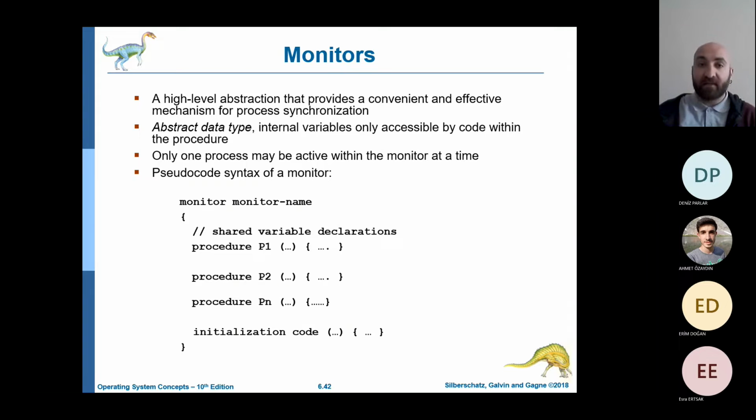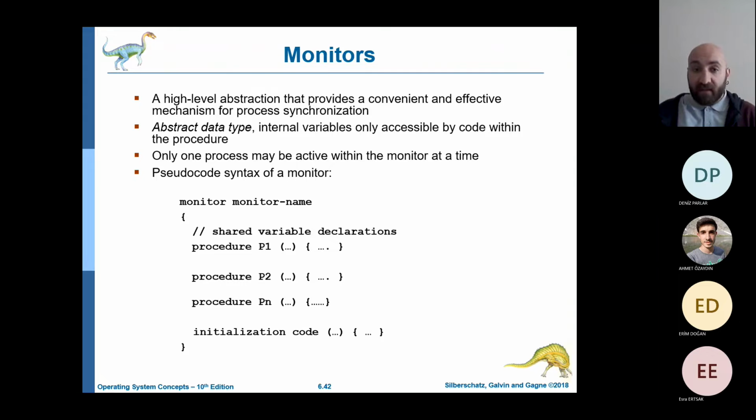We have one fundamental high-level synchronization construct, which is called a monitor. An abstract data type, or ADT, encapsulates data with a set of functions to operate on that data that are independent of any specific implementation of the ADT. A monitor type is an ADT that includes a set of programmer-defined operations that are provided with mutual exclusion within the monitor.